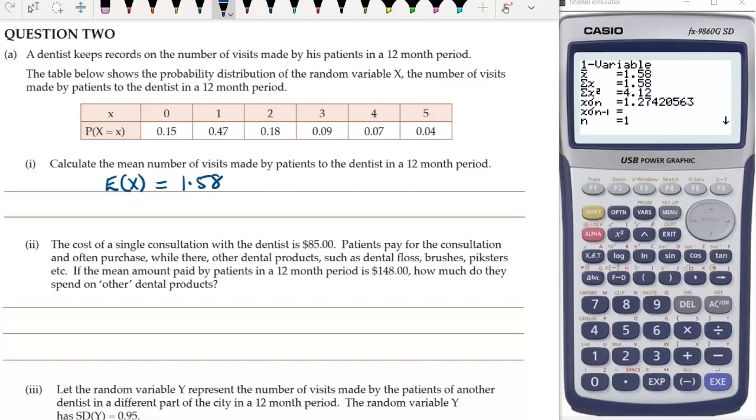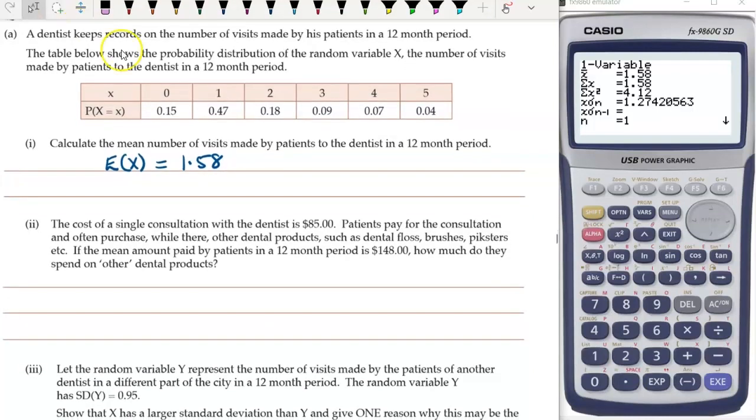For part 2, we want the expected cost that they pay just for their consultations, and then we'll compare it to the average that they actually spent and see what the difference is, where they spent those extras. Okay, so what we need to do is, instead of having the number there, we'll replace it with the cost. So if on the 0, obviously they didn't come, they wouldn't spend anything on the consultation. Instead of a 1, we'd have 85. Instead of a 2, times 85 for the cost of their visits is going to be 170.